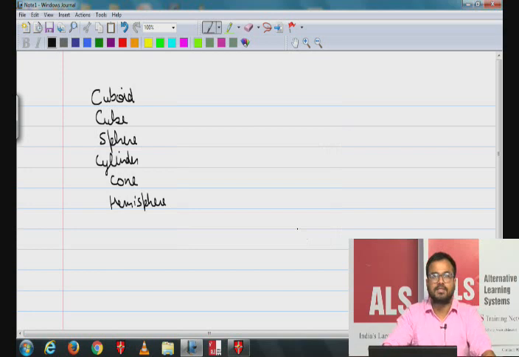So today we will start with questions regarding the cube, cuboid, sphere, cylinder, cone, and hemisphere. Right? Any doubt in the previous class regarding the formula? Is there any doubt? Okay, so we can start with this one.